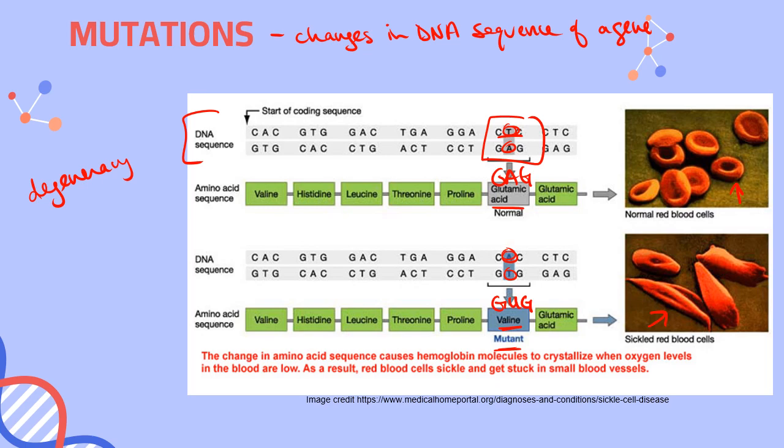These sickled red blood cells will clot in very small capillaries, the very small blood vessels of our bodies, and lead to lots of tissue damage and incredible pain. This kind of point mutation, point because it's a single point in the DNA code, has a huge impact on protein structure and function.